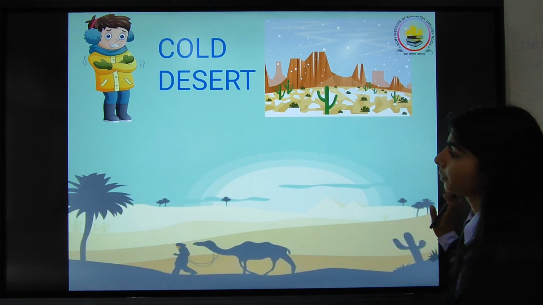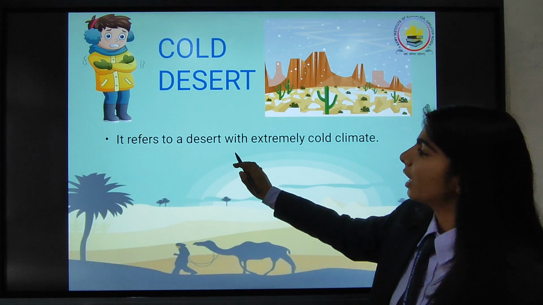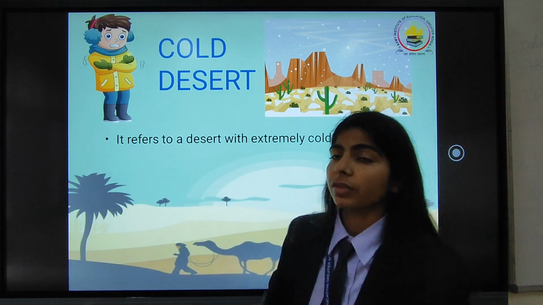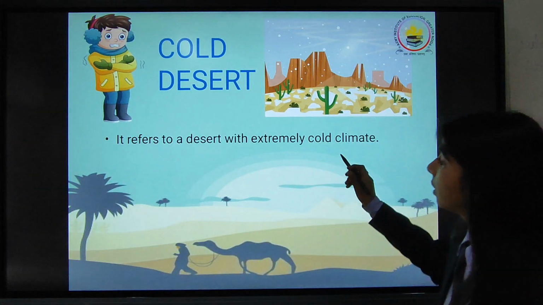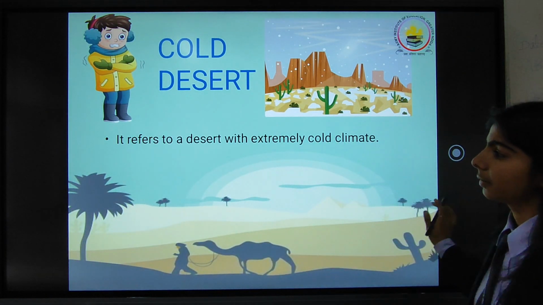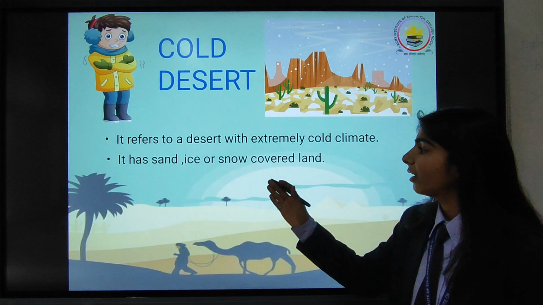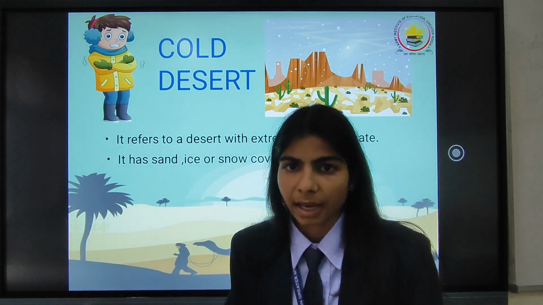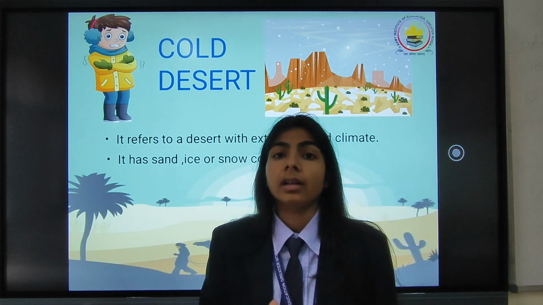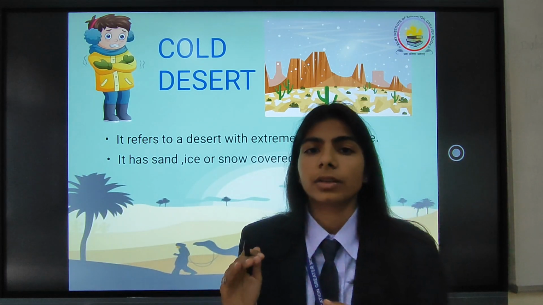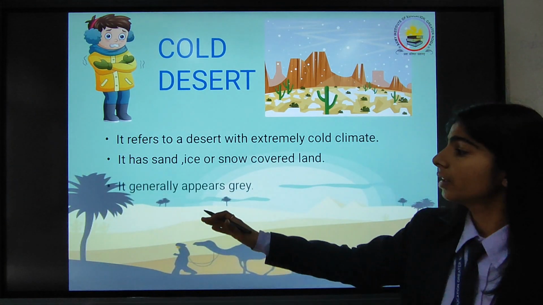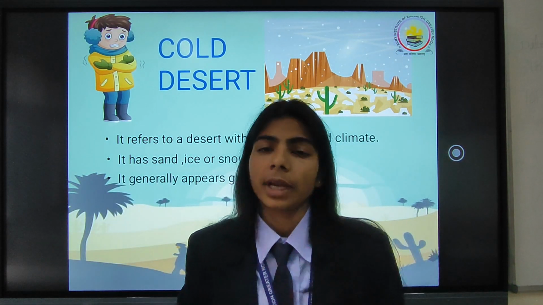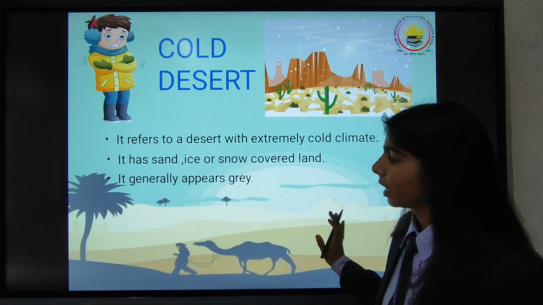So, cold desert refers to a desert with an extremely cold climate, as the name suggests. It has sand, ice or snow-covered land. As I already told you, it has sand and land, but the sand and land are covered with snow. Next, it generally appears grey. Because of the huge amount of snow, it appears grey.